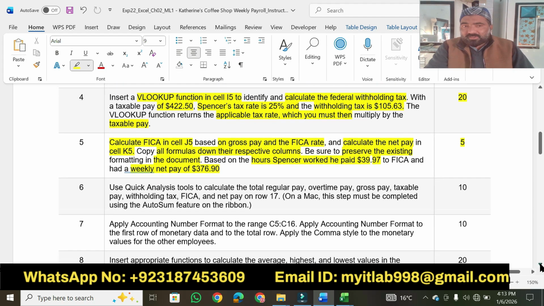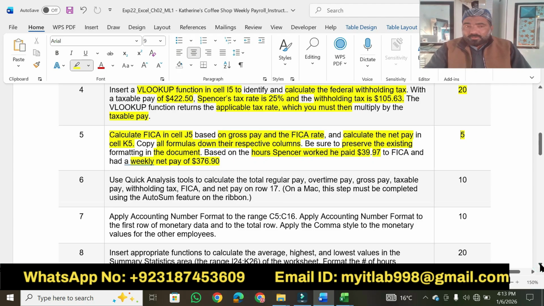After solving question number 3, we moved toward question number 4, where we have to insert a VLOOKUP function in cell I5 to identify and calculate federal withholding tax. With a taxable pay of 422.50, the tax rate is 25%, and the withholding tax is 105.63. The VLOOKUP function returns the applicable tax rate, which you must then multiply by taxable pay. So after solving question number 4, we have earned 4 marks from there.